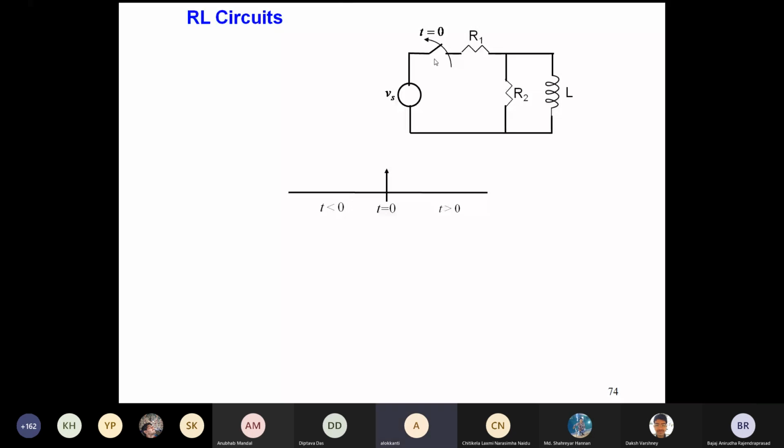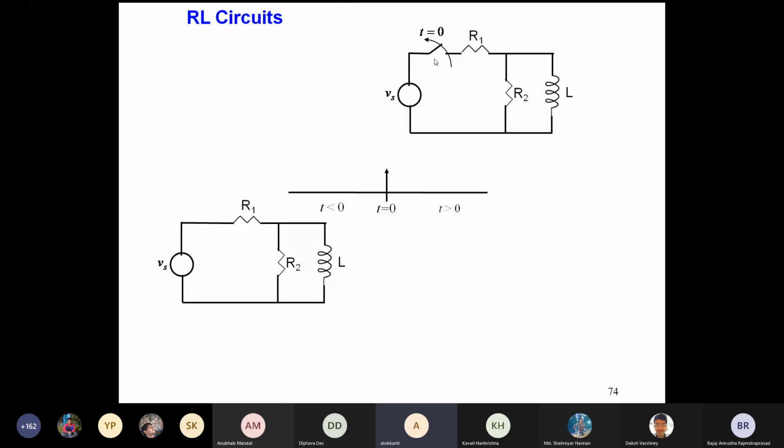So you understand the situation. There are two situations. One is this circuit, where the switch is opened. In electrical engineering language, this is called that the switch is opened at t equal to 0. So at t less than 0, the switch is closed. So with the switch closed, this is the circuit. All of you can see? Yes, sir. At t less than 0, the voltage source is connected to R1, and then R2 and L are in parallel.